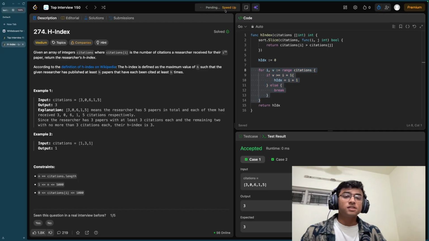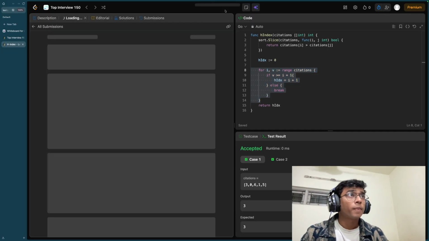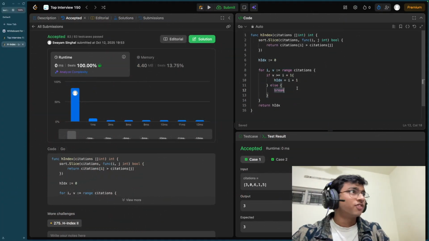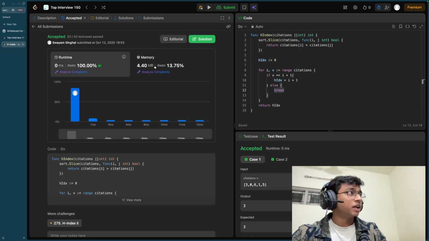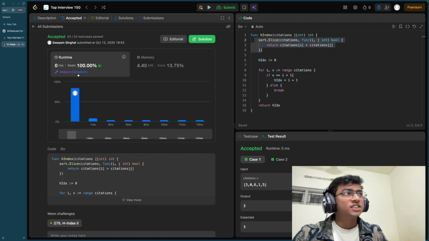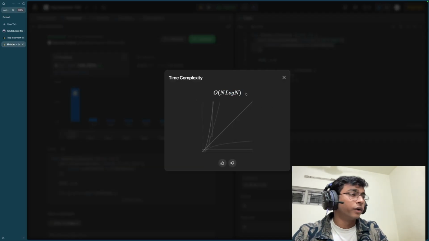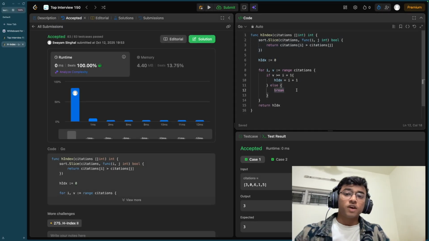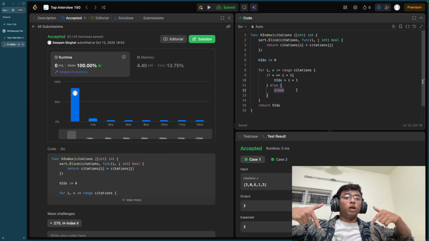So drum rolls, please. Yeah. So the solution is accepted and it is working just fine. It beats 100% at runtime. Memory is 13.75%. I assume that is because the sort.Slice operation itself takes some memory internally to sort these particular indices. And if we analyze the complexity, it comes out to be O(n log n), which matches with our estimate or the way we built up the solution. So that works. Cool.